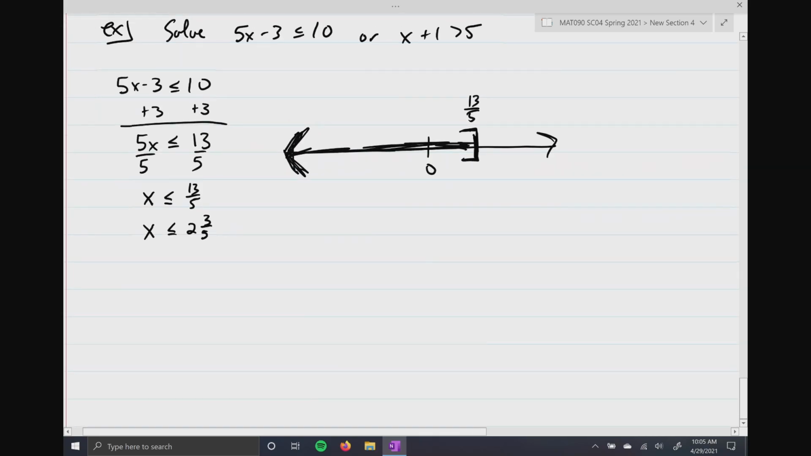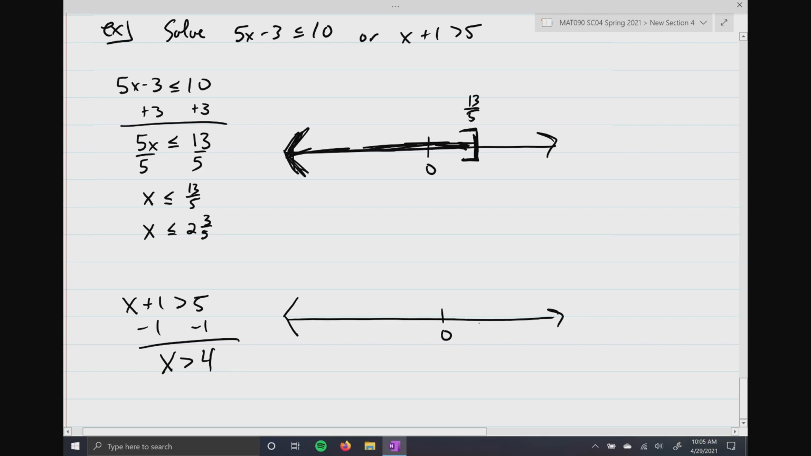The second part, x plus 1 is greater than 5. So to solve this, I just subtract 1 from both sides. And I get x is greater than 4. Okay? So here I shade again. So I put a 0 right in the middle. I'll label the 13/5 so I know where it is. But I want x is greater than 4. So that's a parenthesis. And I shade to the right.